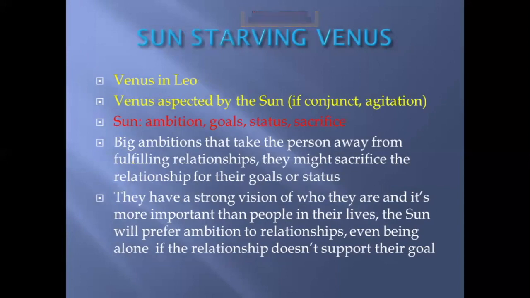Now the sun starving Venus. This happens when Venus is in the sign of the sun in Leo, or when Venus is aspected by the sun. And remember that if it's conjunct the sun, that would be agitation, which we'll talk about later. Now the sun is our ambition, our goals, our status, and even sacrifice and commitment.